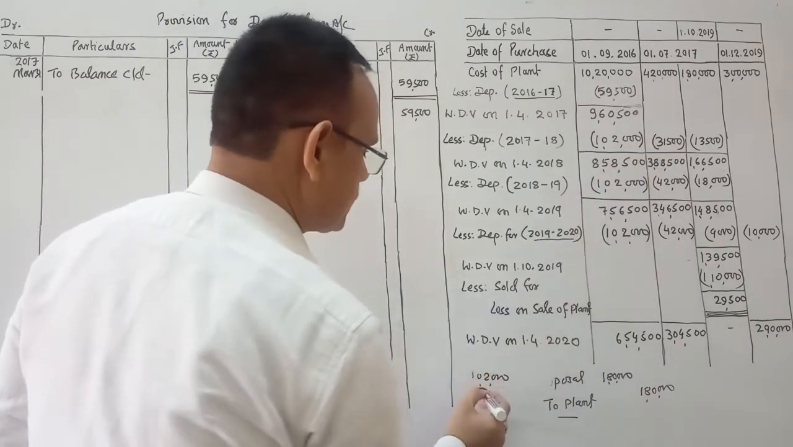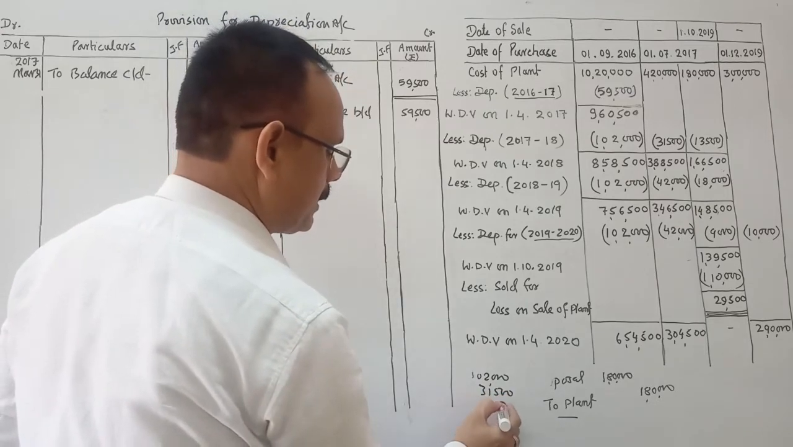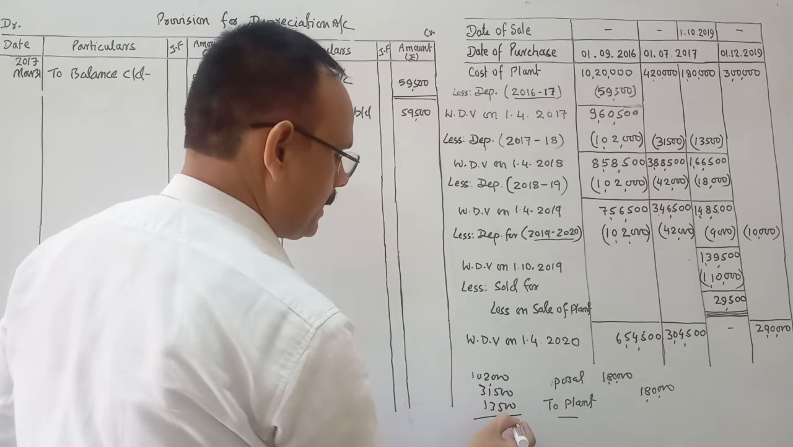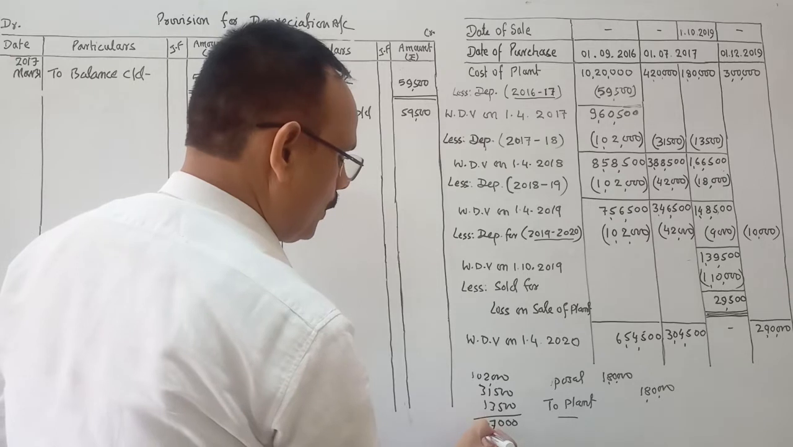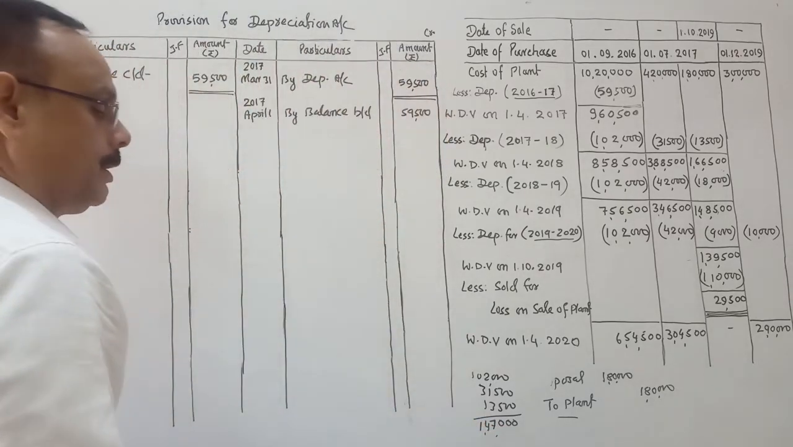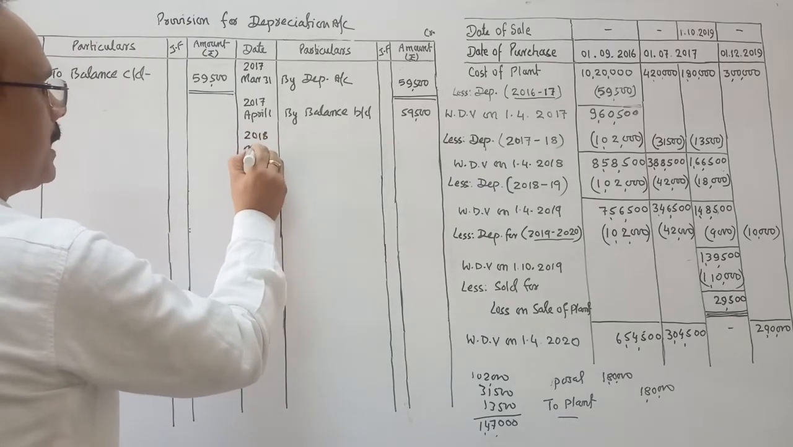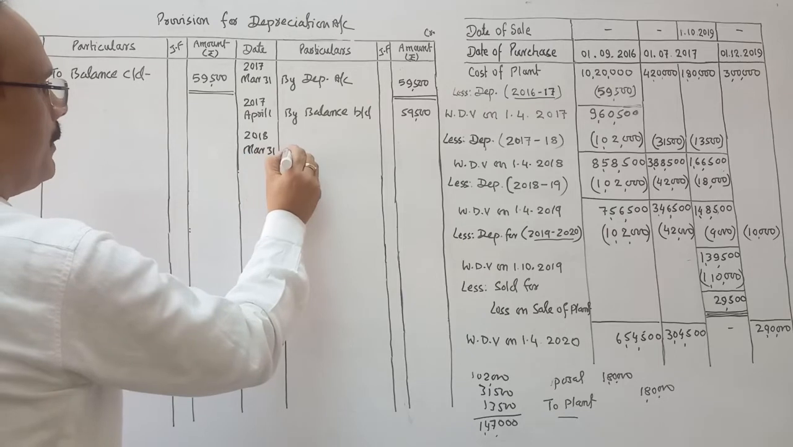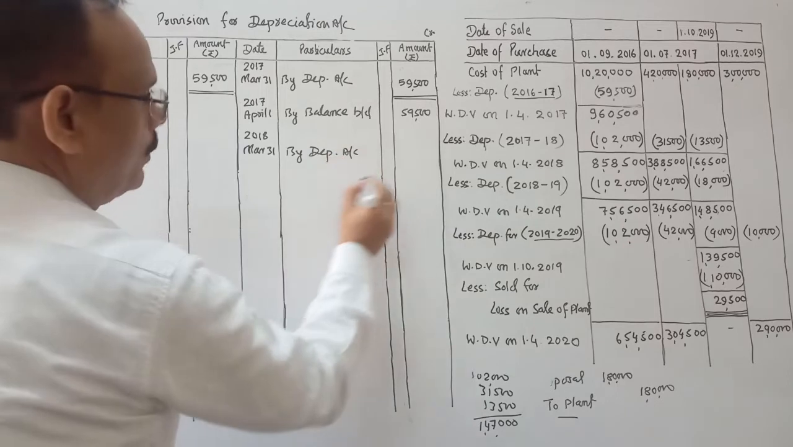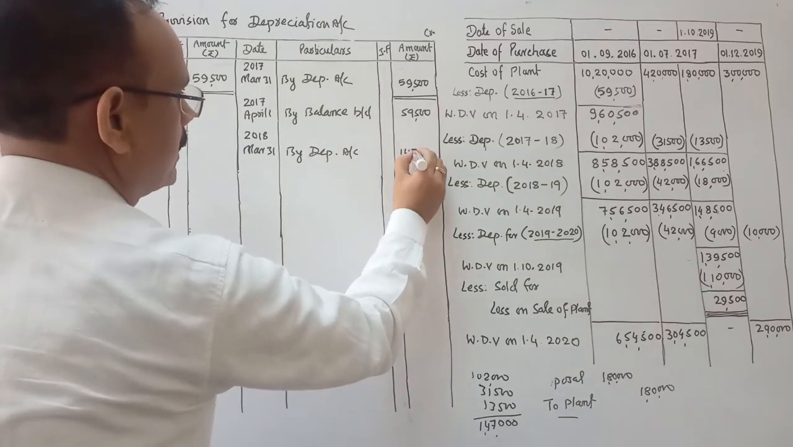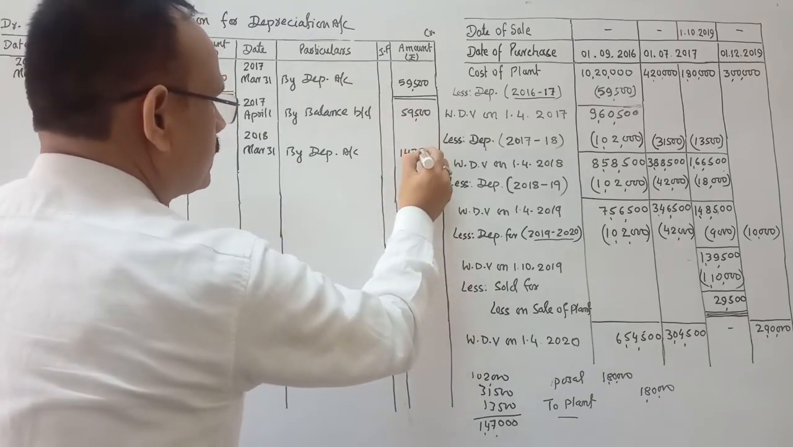Depreciation of the second machine is 31,500. Depreciation of the third machine is 13,500. So total depreciation is 1,47,000. So on 2018 March 31st, by depreciation account, 1,47,000 only.